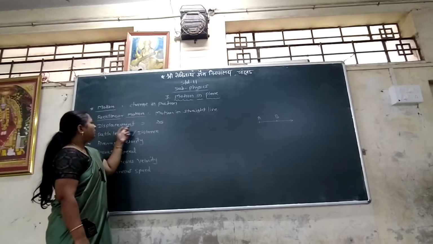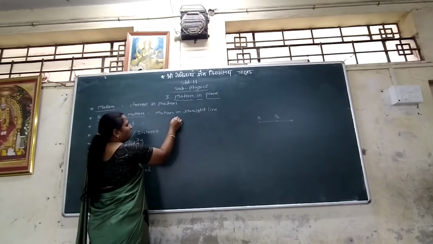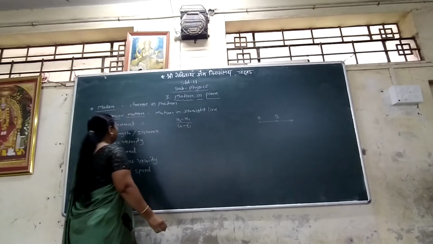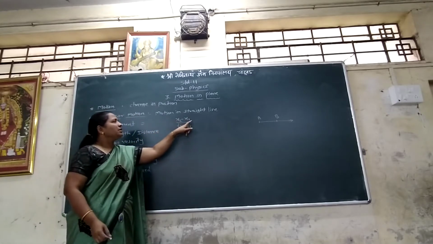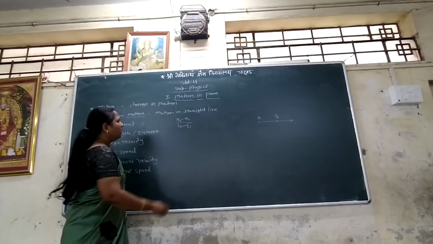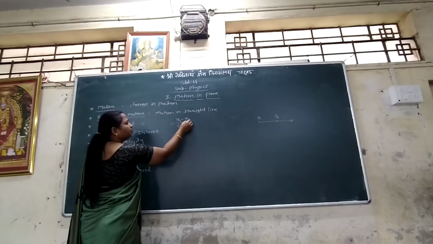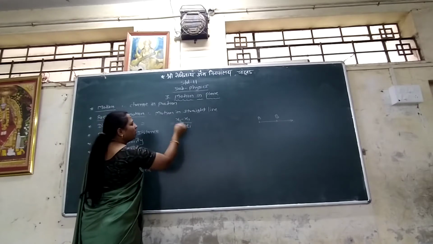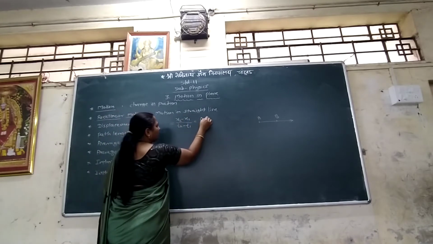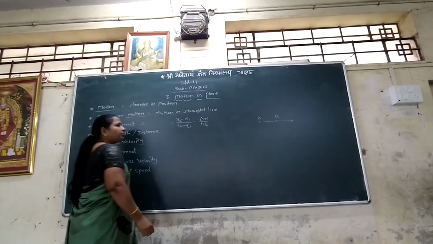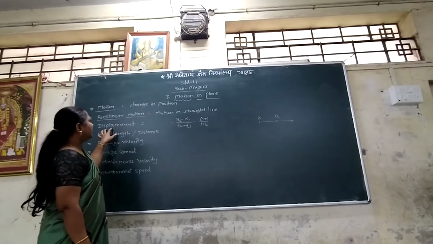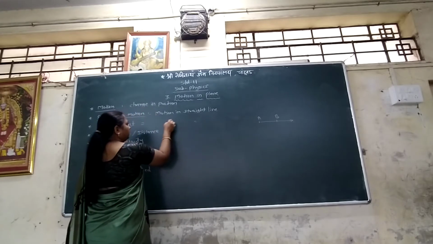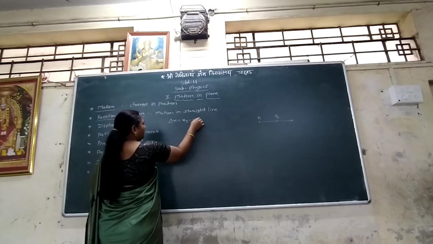Therefore, for that displacement, its position changes from x2 minus x1 upon t2 minus t1. It means the change in displacement in an interval of time. Therefore, delta x upon delta t. Displacement is only delta x, which is x2 minus x1.